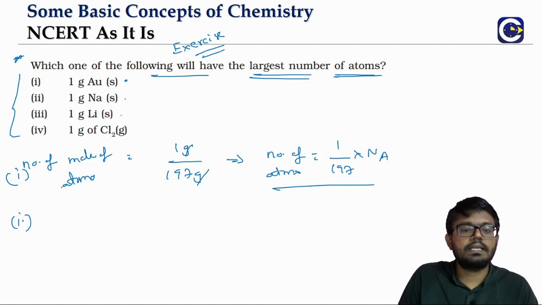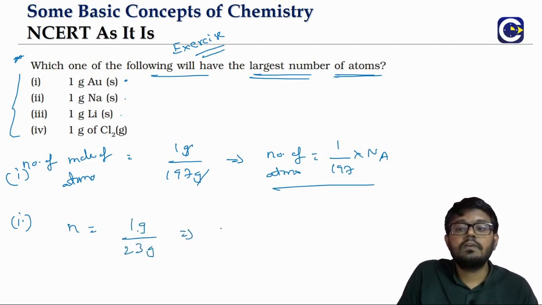Second, let's look at the second case. 1 gram of sodium. So first thing is, number of moles of sodium will be what? 1 gram by what is the gram atomic mass? 23. From here we can calculate what is the number of atoms. What will be the number of atoms? 1 by 23 into Avogadro number.